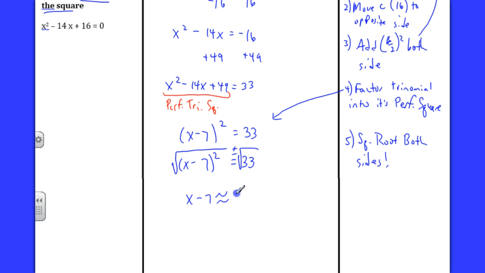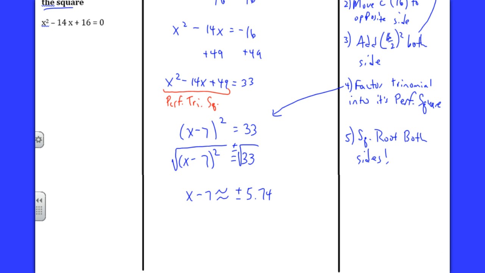Typically, we'll round these decimals off to 2 place values. Don't forget there's 2 of them. There's plus or minus 5.74. Okay, so here's what I have now. I have 2 values for x. x minus 7 can be 5.74 positive, or x minus 7 can be 5.74 negative.